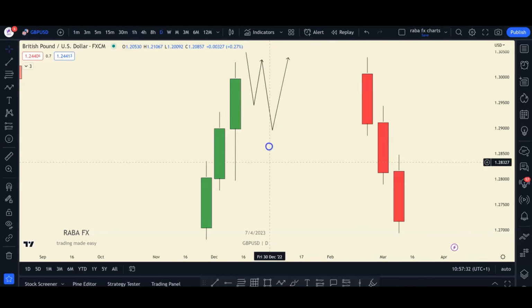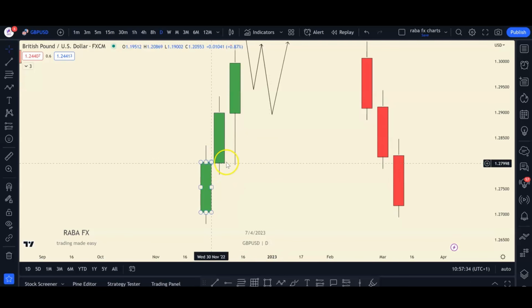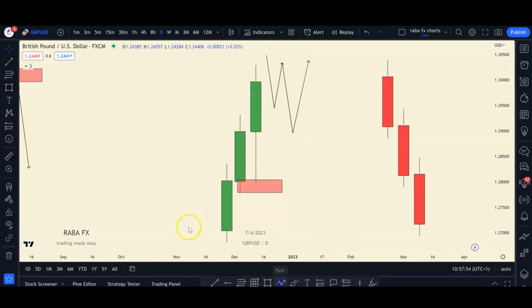Now, why is this important? This is important because with the open of that candle, you can go to your lower time frame and look for trade setups. Probably a shift in market structure here to take your trades to the upside if your analysis tells you the market is going higher.